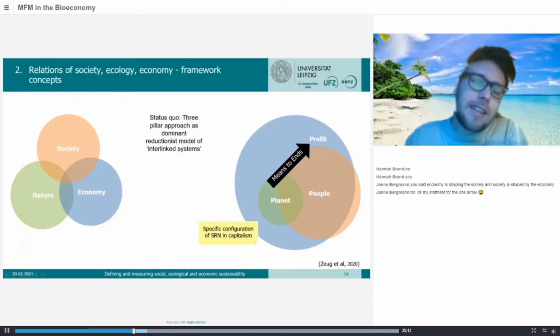Economy equals profit, because our economic actions, our economic activities only take place if at least at the end you hope for something like profit. And that's why economy equals profit in some of the interpretations.